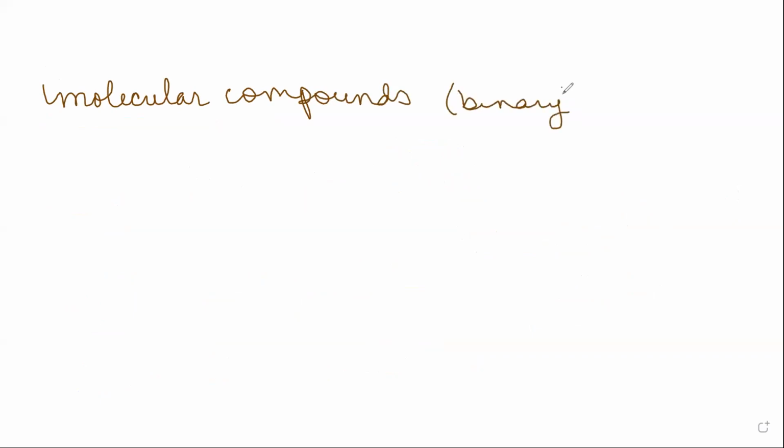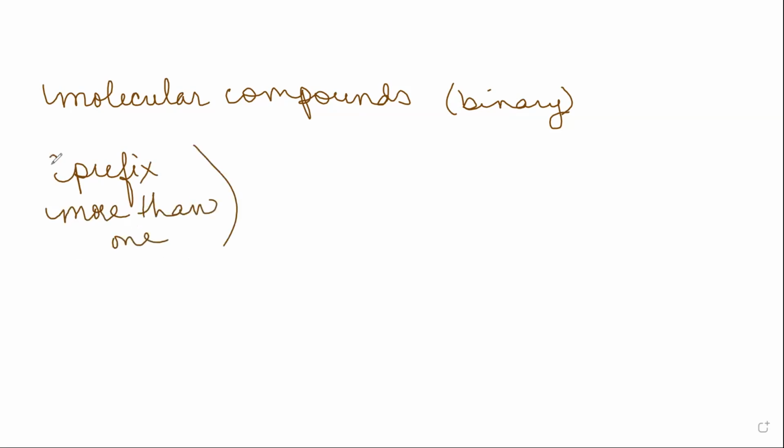So let's look at molecular compounds. And the only ones we're going to do are what we call binary molecular compounds. That means 2 elements only. Okay, so what you're going to do is you're going to have a prefix if you have more than 1. Otherwise, you don't include your prefix.